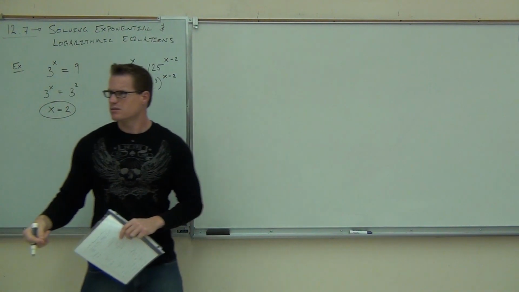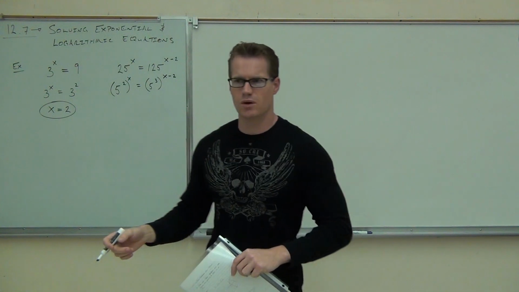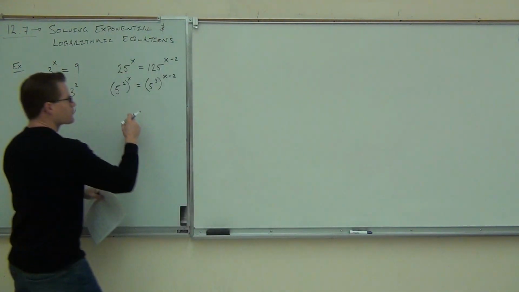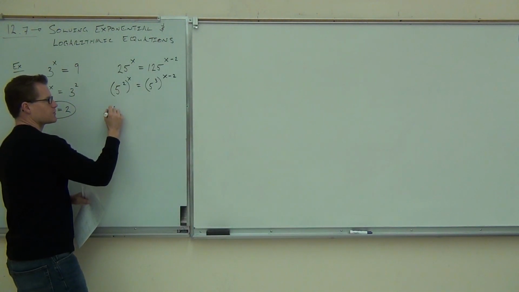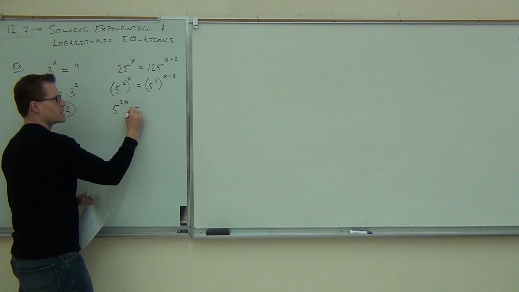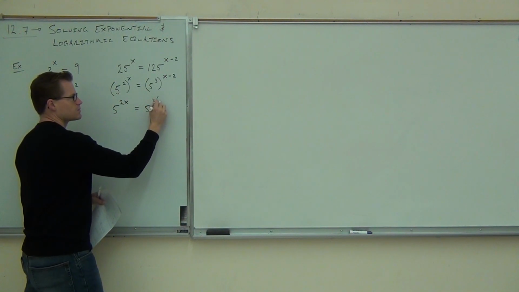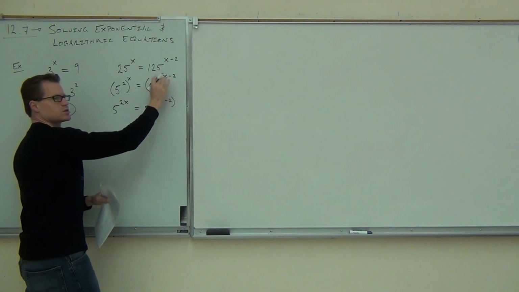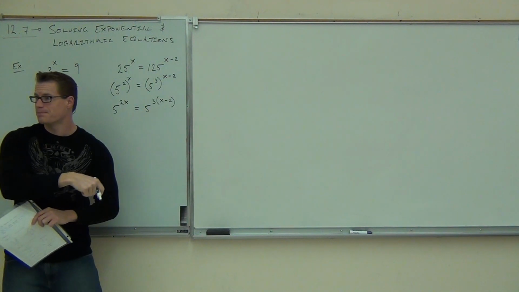Is this coming back to you? This was a few sections ago, a couple sections ago. Of course, when you have exponents raised to exponents, you would get 5 to the 2 times x, and you get 5 to the 3 times x minus 2. Notice how the x minus 2 is in parentheses because you're going to have to distribute that.